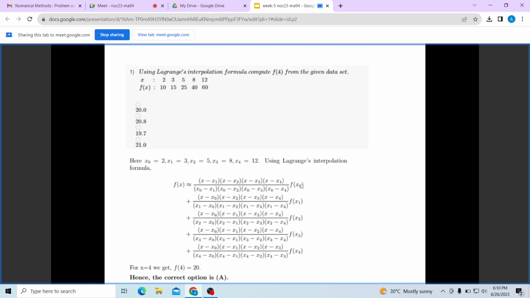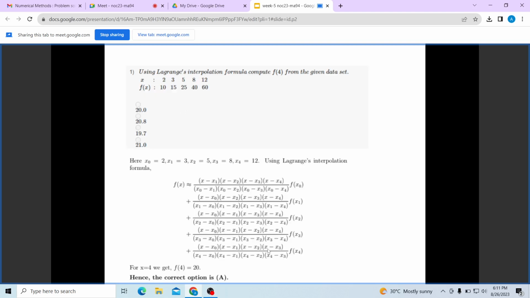So just substitute the values. You have x0, x1, x2, x3 and x4, and corresponding to that you have f of x0, f of x1, f of x2, f of x3 and f of x4. Substitute those values, and you also know the x value at which you have to interpolate. So you have to put 4 in place of x. Everywhere you see x in the numerator, just replace it with 4, and solve it. See what you are getting. Are you getting 20?